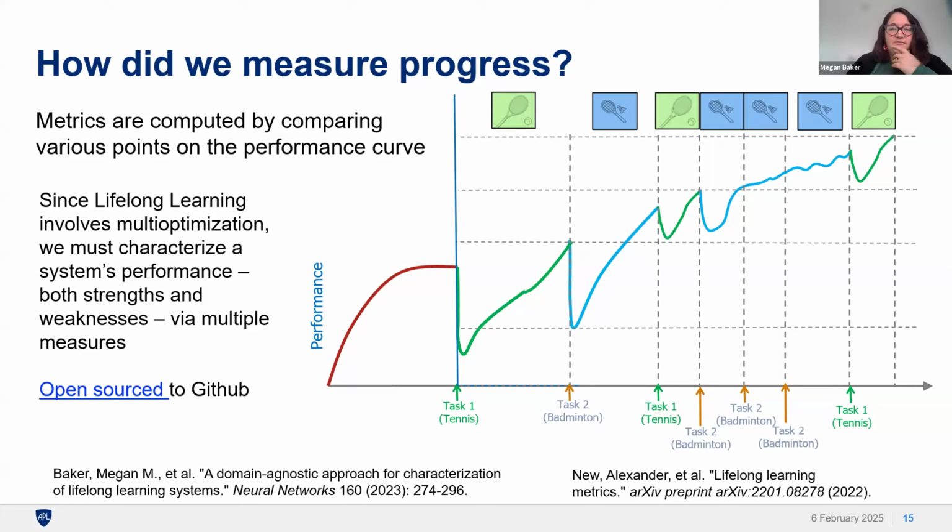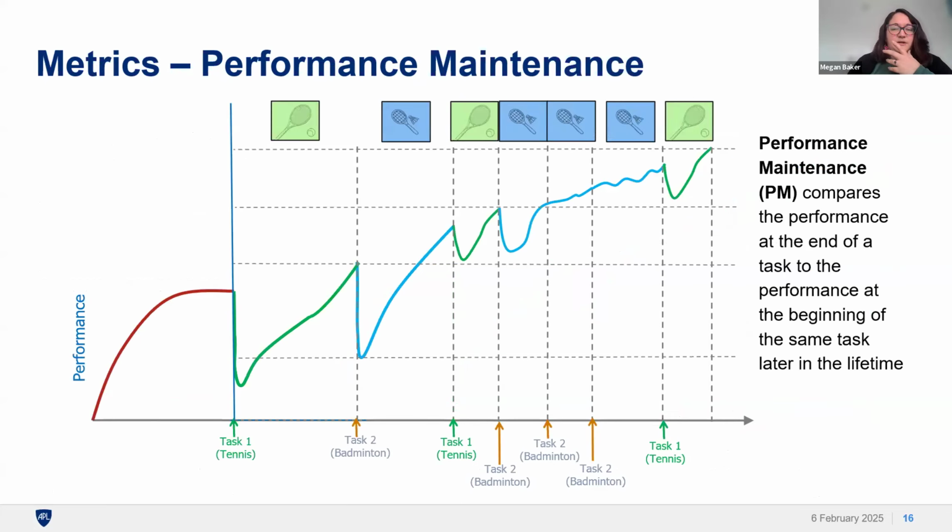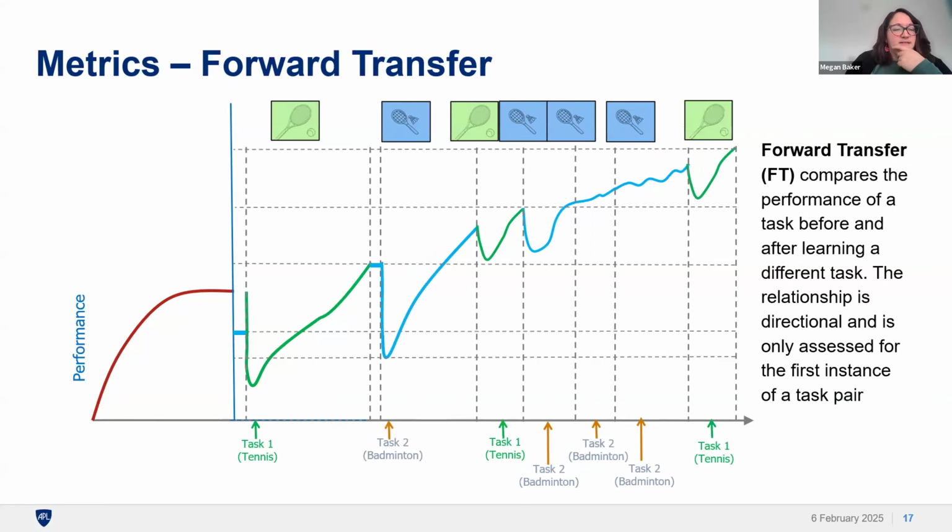But let me just really quickly run through some of the metrics and what we were hoping they would do. So performance maintenance compares the performance at the end of a previously learned task to the beginning of the second one, essentially saying, hey, don't forget stuff as you're going. And this is one of our best measures to mitigate catastrophic forgetting. And I'll just keep going through these pretty quickly because I don't want to use up all the time.